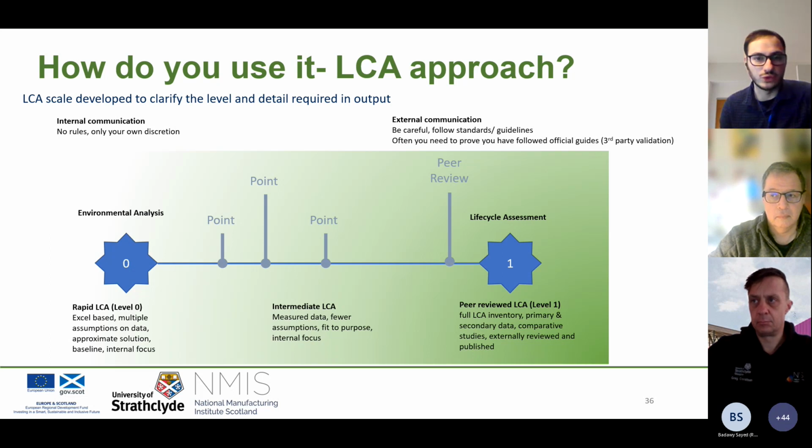And then when we go all the way to a life cycle assessment, this means that we have external communication. So be very careful. When we refer to external communication, you always have to follow the standards and the guidelines, because what you have to do is to prove that you follow these guidelines. And the way to do that is through third-party validation. So in a full life cycle assessment, you would expect to see a full life cycle assessment inventory, primary and secondary data. We're going to talk about this later. Usually, when we have comparative studies, you have to do a full LCA because you have to be able to compare those two things and build confidence on your claims. And they have to be externally reviewed and/or published.